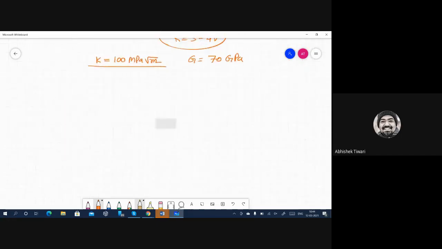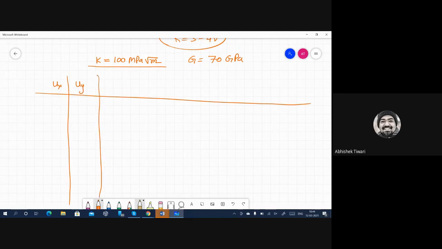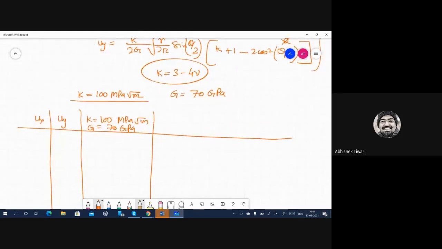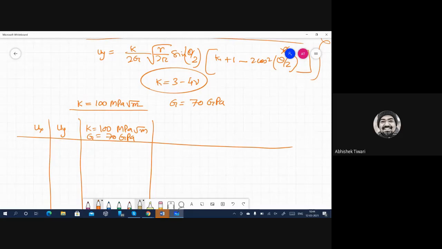And from this, you can calculate Ux and Uy. So you know K is equal to 100 MPa root meter, G is equal to 70 gigapascals. You have this information. In order to calculate Ux and Uy, what else do you need? You need theta, you need R, and do you need anything else? No. Okay, so these are the information you need.